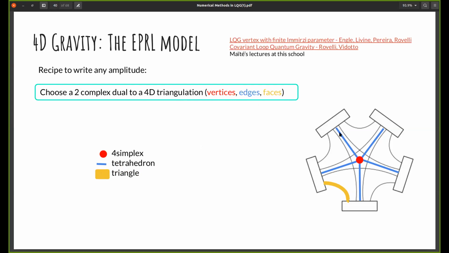The vertex is dual to a 4-simplex that I will directly represent with this wiring representation. So I have a 4-simplex that is made of 5 tetrahedra, exactly as a tetrahedron is made of 4 triangles. So 1 dimension more, there's 1 more of everything. So there are 5 tetrahedra. And each tetrahedron shares with another one a triangle. And there's a total of 10 triangles.